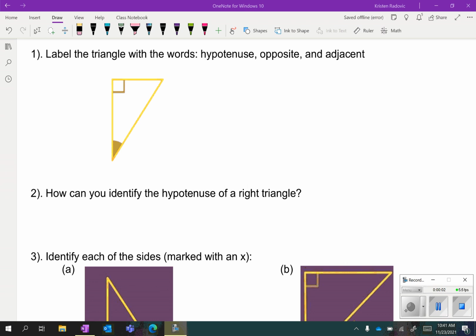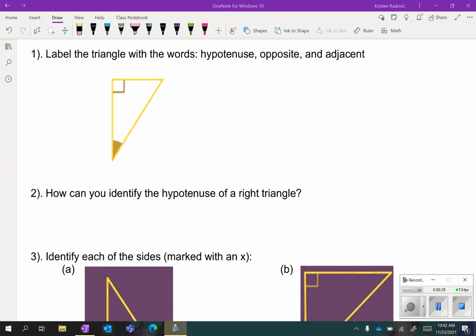Hi, this video is going to go over how to find trig ratios. And in order to find a trig ratio, you need to determine your hypotenuse, opposite, and adjacent side first. Now, the hypotenuse is always the longest side, which looks like this one, but that's not always very accurate to go off of, because sometimes your diagrams aren't drawn to scale.